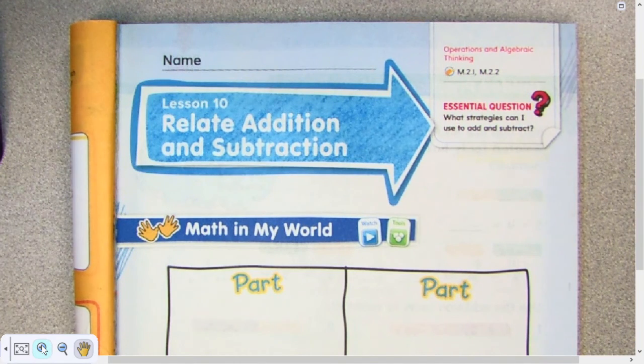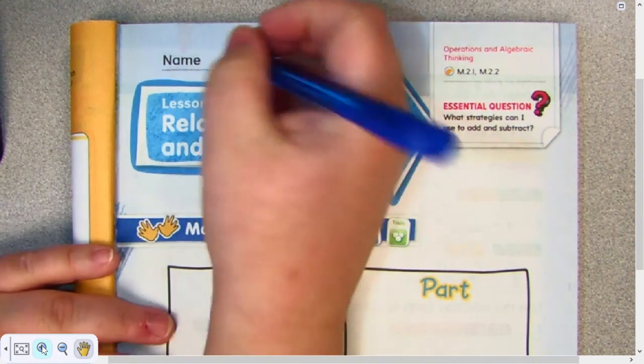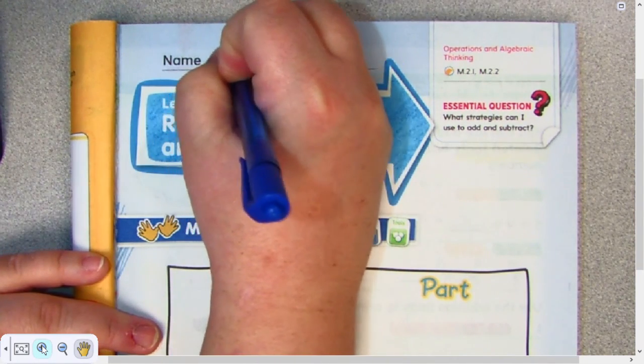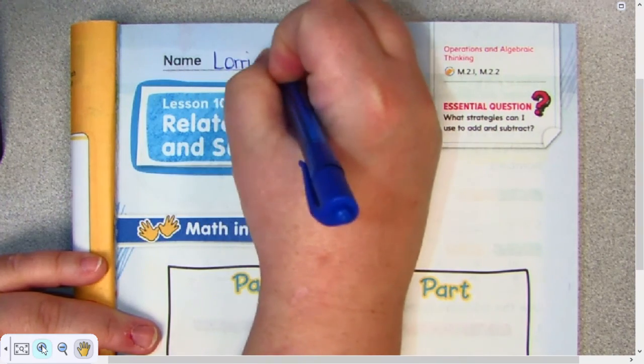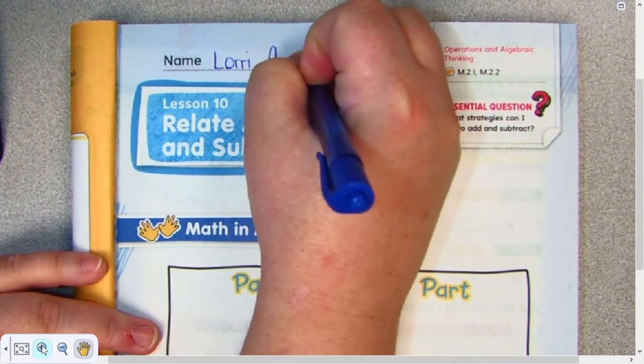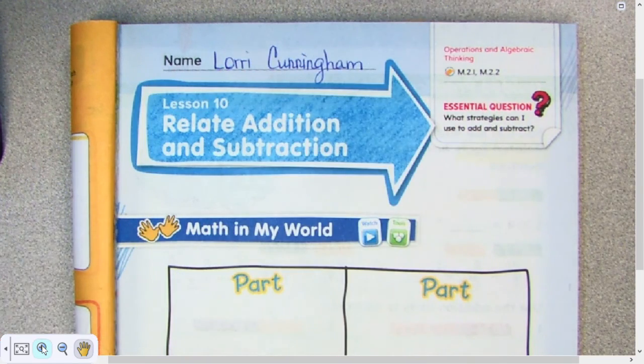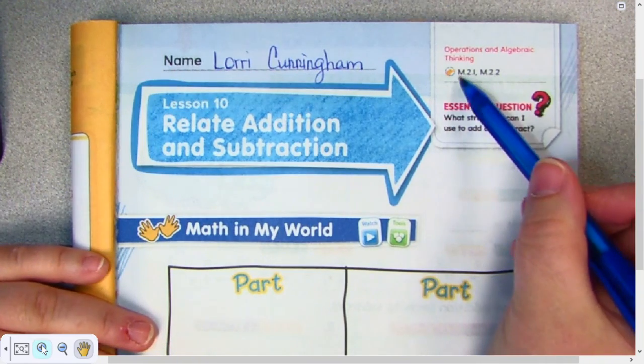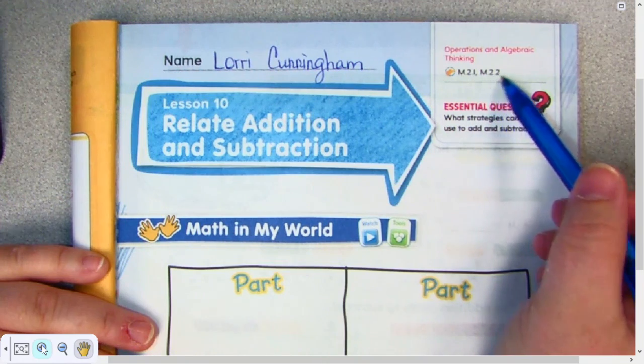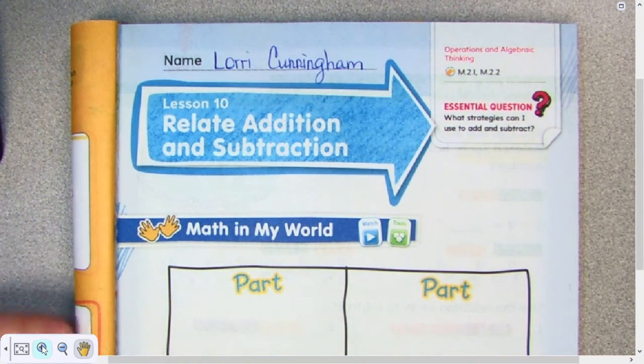All right, this is lesson 10, related addition and subtraction. The very first thing you need to do is put your name on your paper. Our standards for today are Math 2.1 and Math 2.2. Our central question for this chapter is, what strategies can I use to add and subtract? So let's get started.